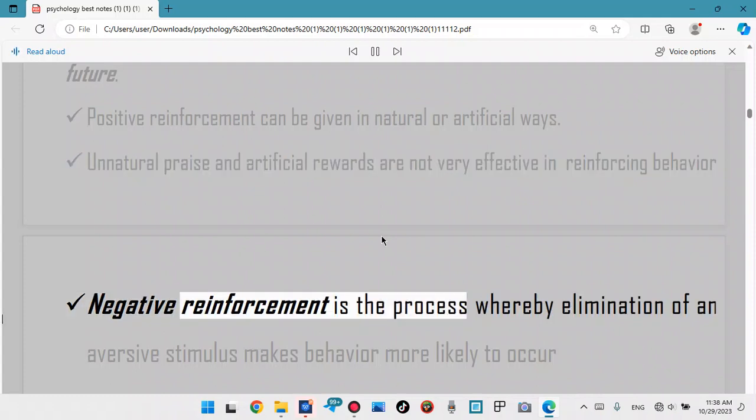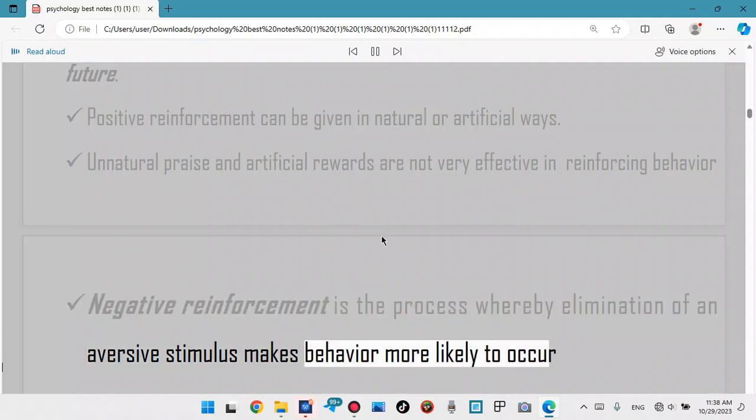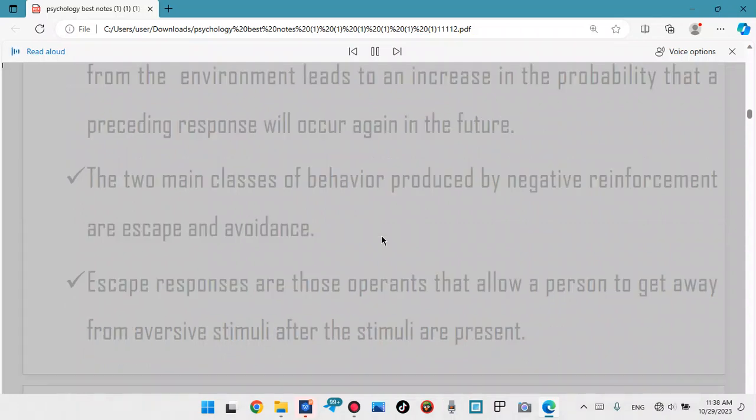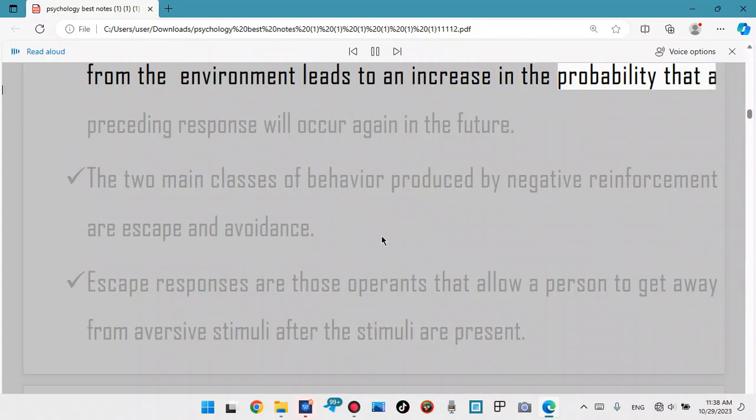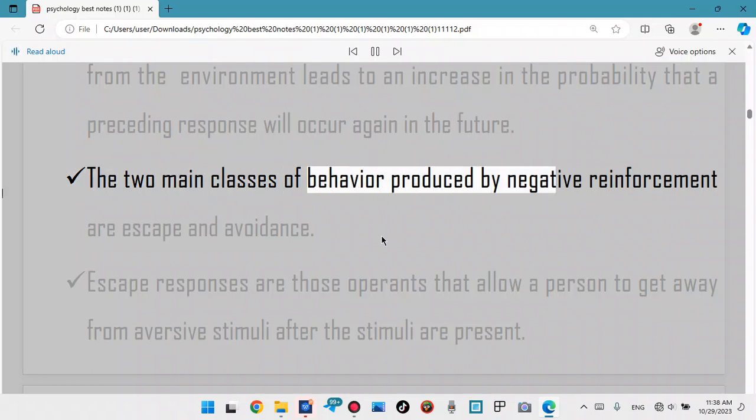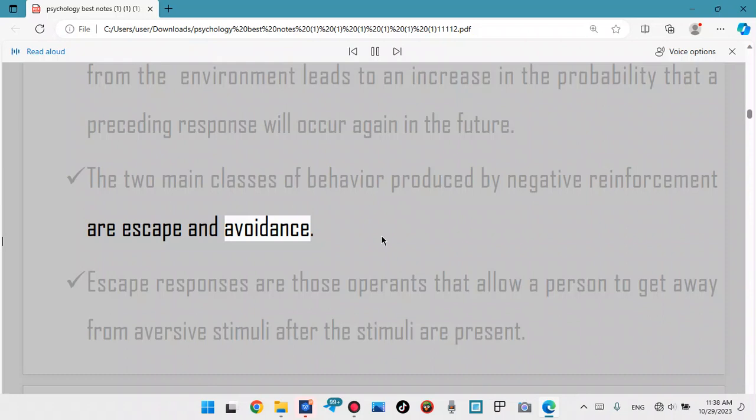A negative reinforcement is the process whereby elimination of an aversive stimulus makes behavior more likely to occur. A negative reinforcer refers to an unpleasant stimulus whose removal from the environment leads to an increase in the probability that a preceding response will occur again in the future. Two main classes of behavior produced by negative reinforcement are escape and avoidance.